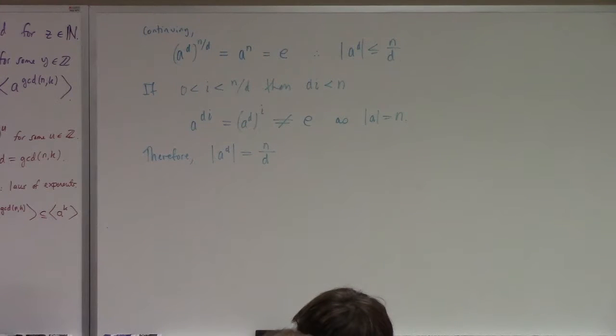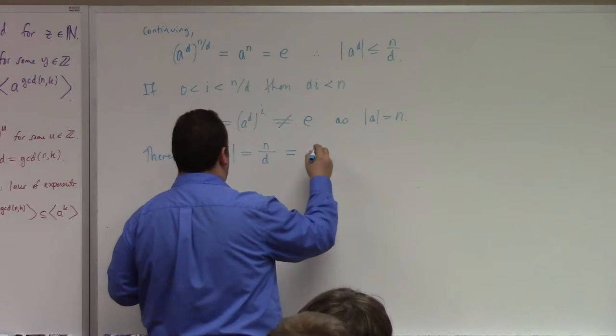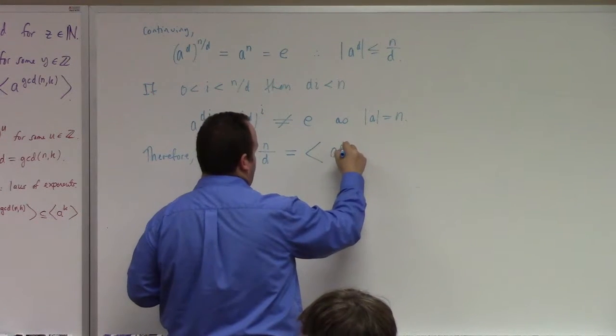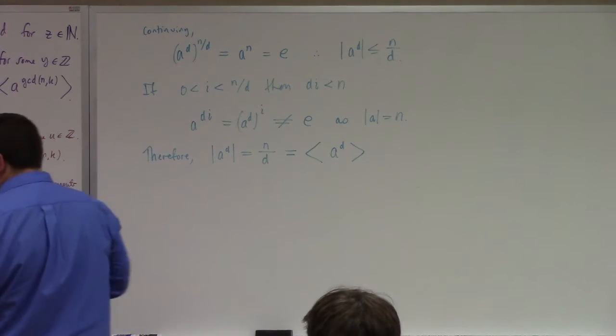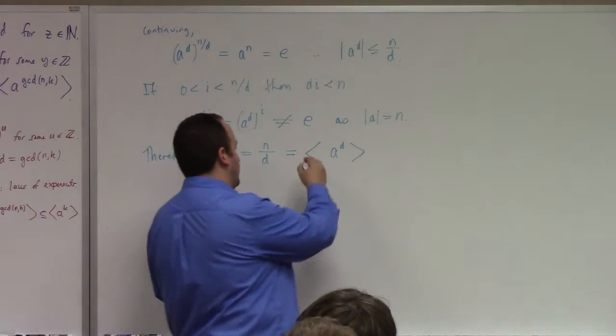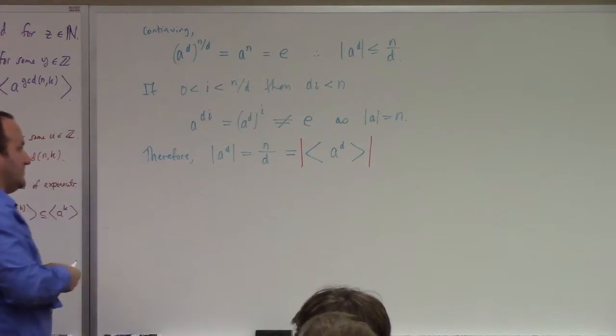What else do we know? We know that the order of an element is the same as the order of the subgroup that it generates, right? So this is also equal to the order of this, not that yet, right? What do I have to do to make this equation make sense? We proved last class that the order of an element is equal to the order of the subgroup it generates, right? So this needs that. Now we're good.